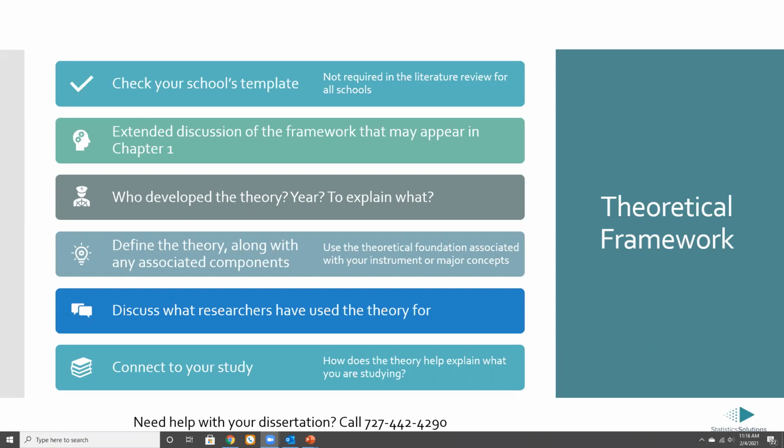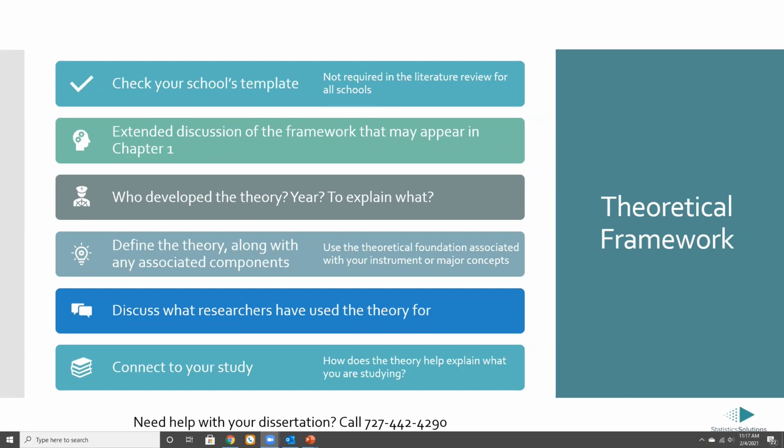So if your school does want the theoretical framework in chapter 2, like I said, it's usually an extended version of what appears in chapter 1. But what you want to do is the fundamentals: who developed the theory. Obviously, you anchor that with a citation and a year. What did they develop the theory for, to explain what? Define the theory, along with any associated components that the theory has. Discuss what the researchers have used the theory for, and try to connect the theory to your study. In other words, how are you using the theory to explain what you're looking at in your study?